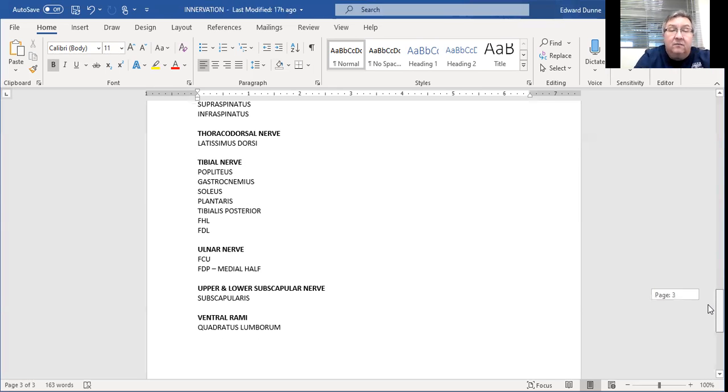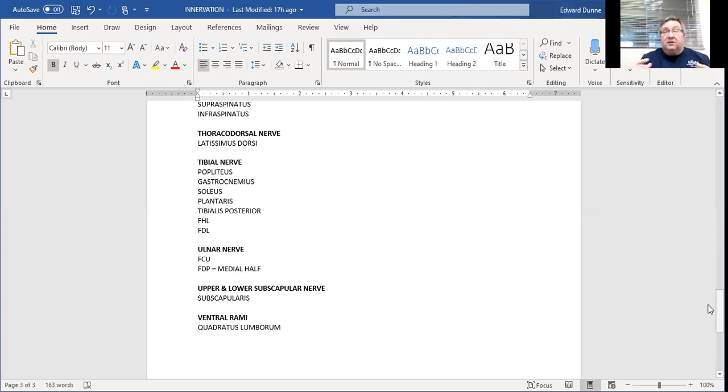On the back, we have the thoracodorsal nerve, the thorax on the dorsal side. Latissimus dorsi is that very big muscle, and this is not a nerve that can share its innervation with a lot of muscles, because latissimus dorsi is such a large muscle.